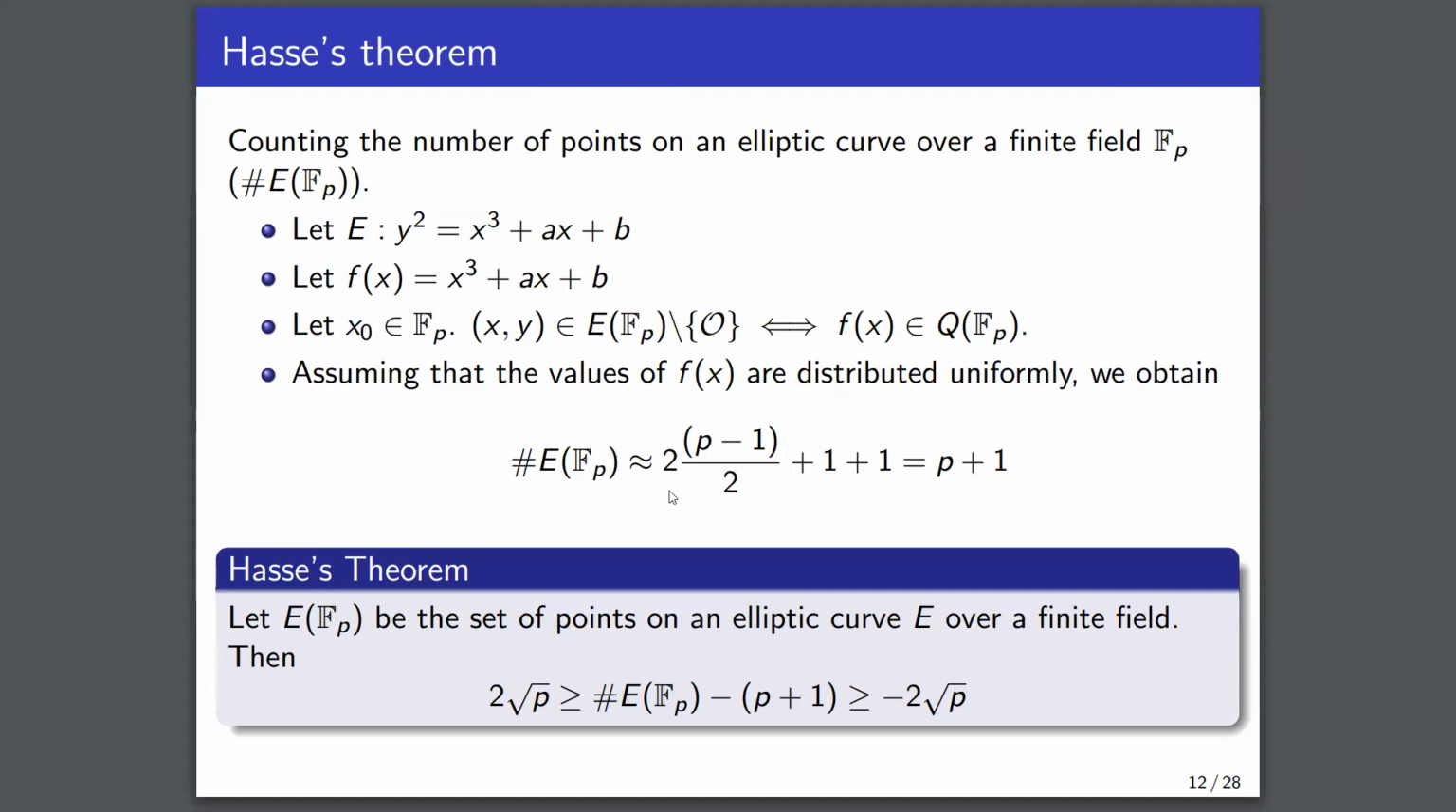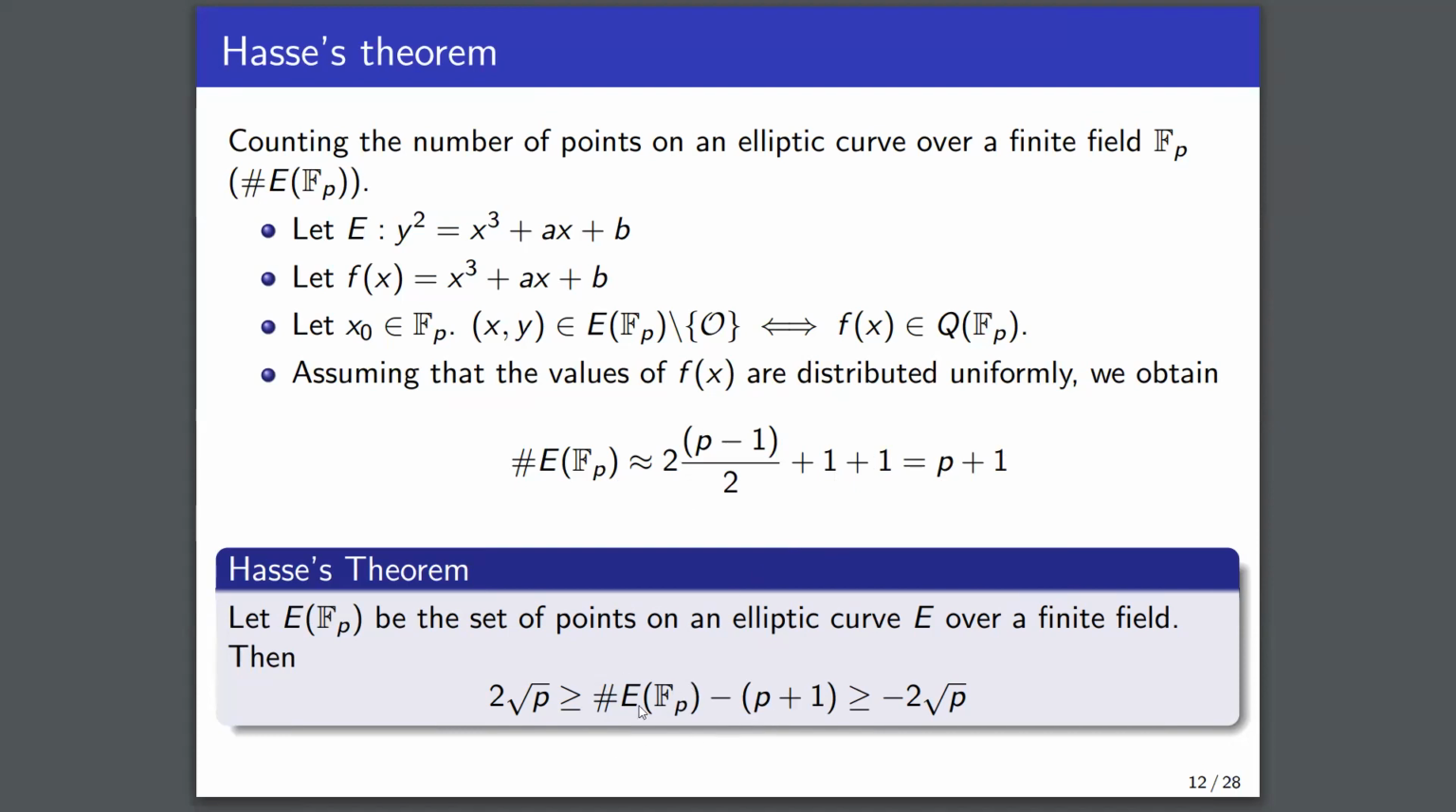So this is our estimate for the number of points on the elliptic curve, which is p plus 1. But we know that this is only an estimate, so this is not the exact value. But there's a theorem called Hasse's theorem, which gives us a bound for this error term.